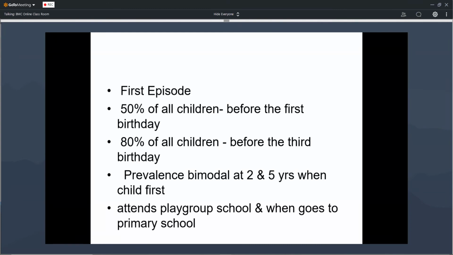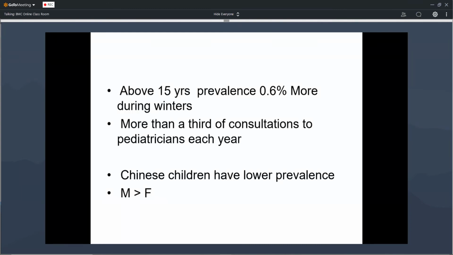So most commonly you'll see this condition between 2 to 7 years or 2 to 6 years because of the anatomical variations in the eustachian tube. That is, a short eustachian tube, a wide eustachian tube, and less angulation at the isthmus. So the prevalence of non-suppurative otitis media will decrease with increasing age. After 15 years, you will see only 0.6% incidence. Most commonly you will see it in males compared to females.